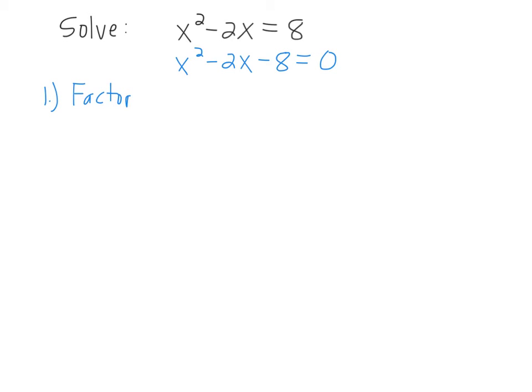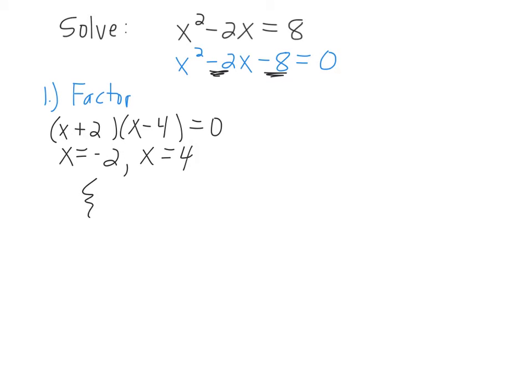So this can be factored. This would be x plus 2 and then x minus 4. Those would be our factors that add to negative 2 and multiply to negative 8. From there we set each factor equal to 0. We get negative 2 and we get positive 4. So those are our solutions when we factor.